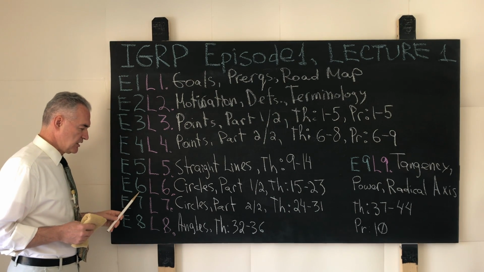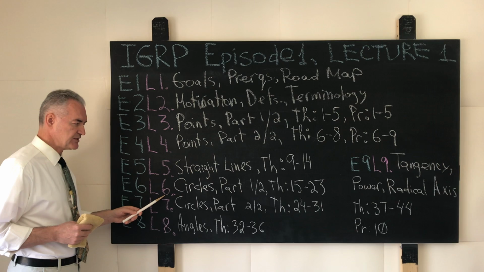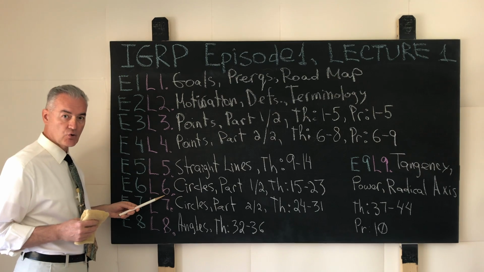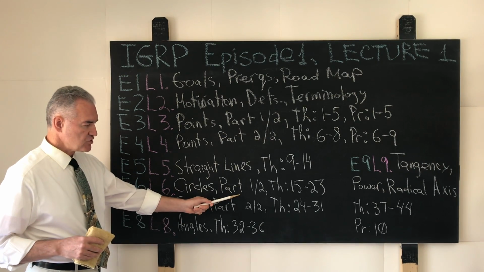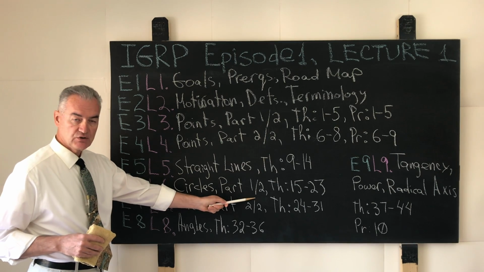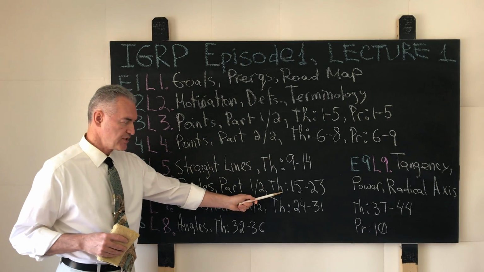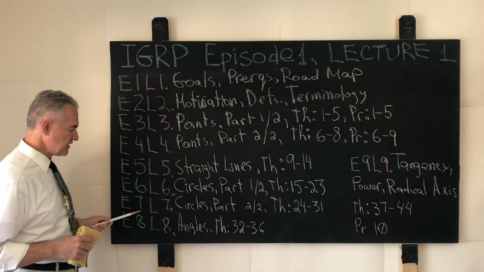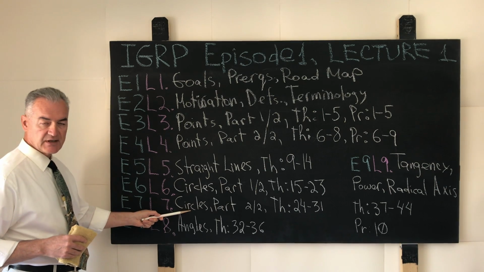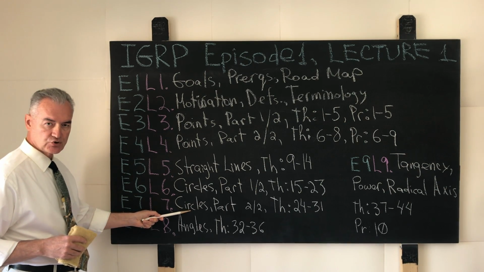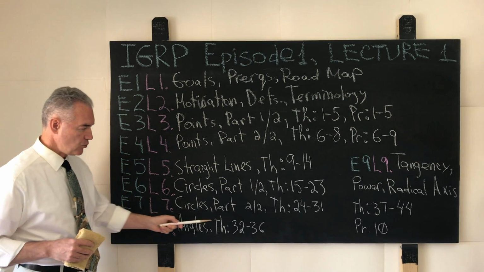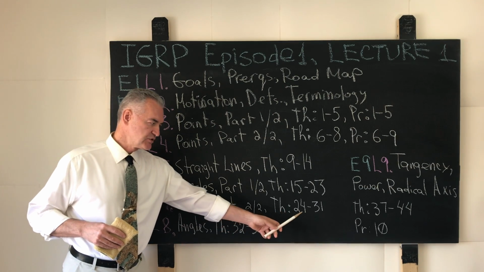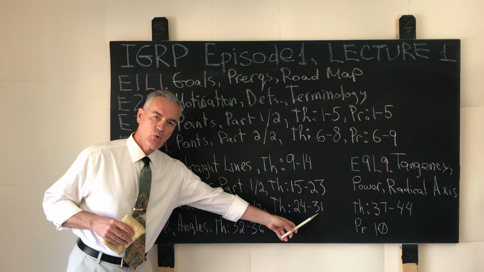In episode 6, lecture 6, we will start looking at how inversion of the real plane with respect to a circle acts on circles. That lecture will be part number 1 of the 2-part installment, and in that lecture we'll prove theorems 15 through 23. In episode 7, lecture 7, we will keep studying how inversion of the real plane with respect to a circle acts on circles, and that will be part number 2 of the 2-part installment. In that lecture, we will prove theorems 24 through 31.